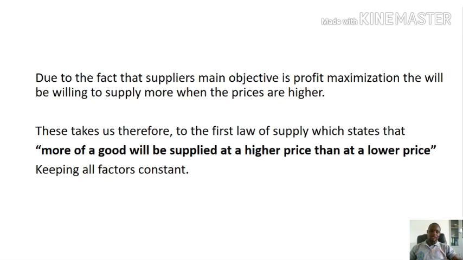So that is it. That is why we say the law of supply, the first law of supply, which is the second law of demand and supply. It states that more of a good will be supplied at a higher price than at a lower price.